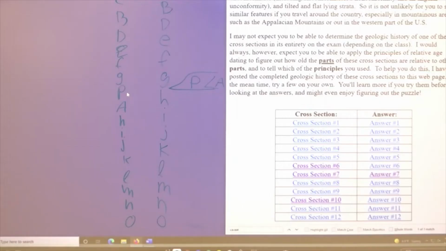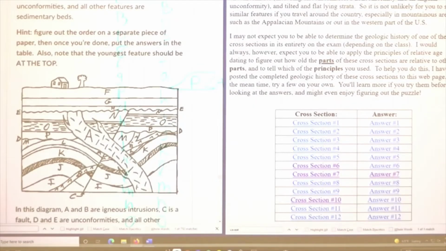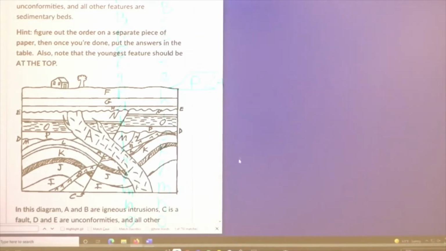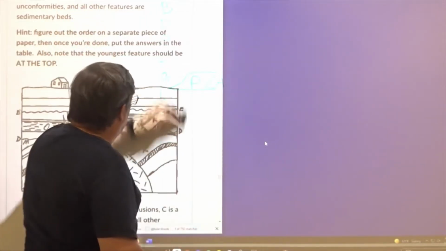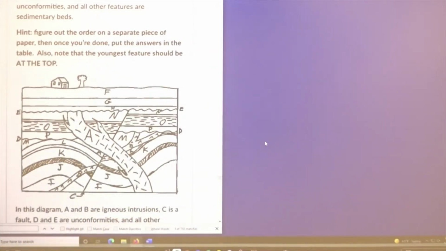that it's fairly easy. So now let's take a look at the actual feature that we have. Let's start out by looking at all the sedimentary features. And in this case, it's a little bit more complex.